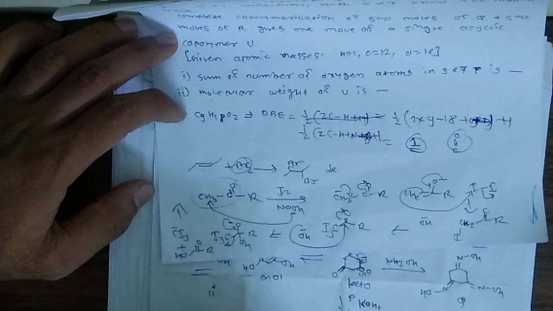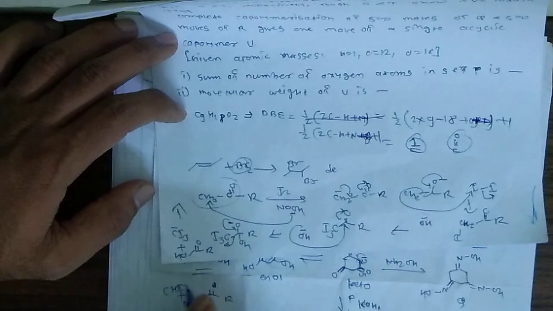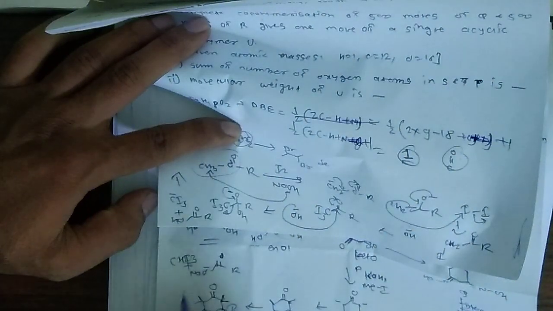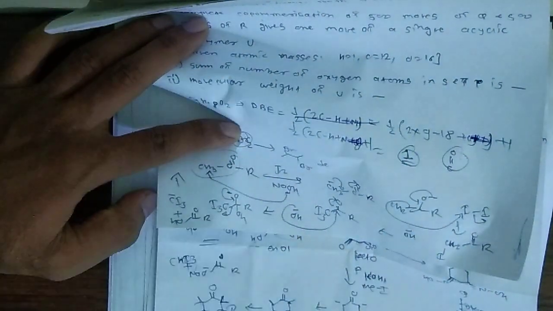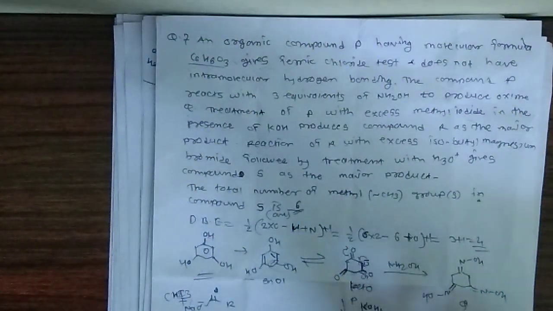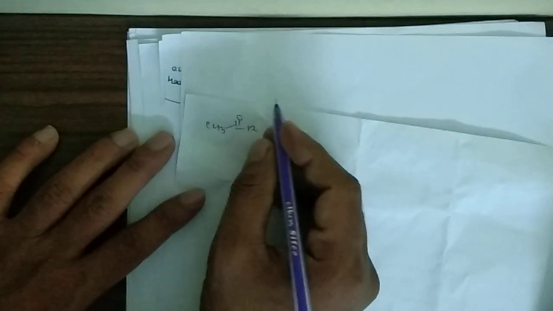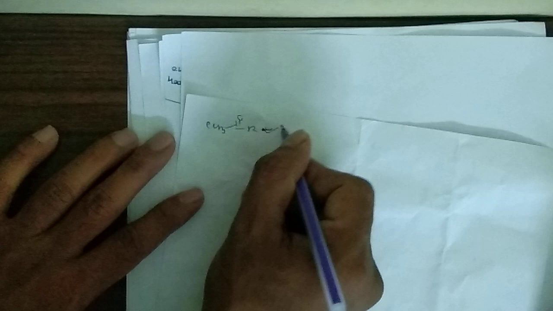So what is forming? Here a double bond O, here R, here O⁻ Na⁺ plus CHI3. This forms. And from here you conclude that any acetyl group gives a positive iodoform test.